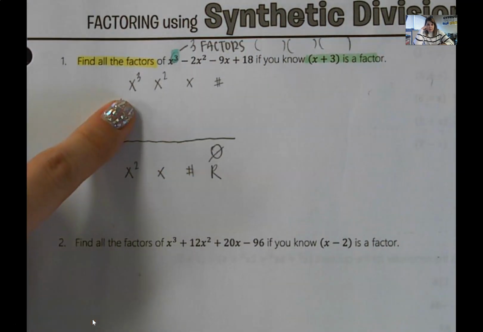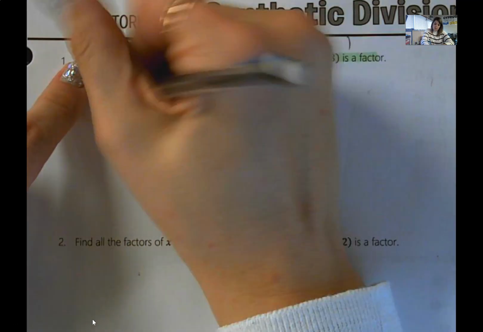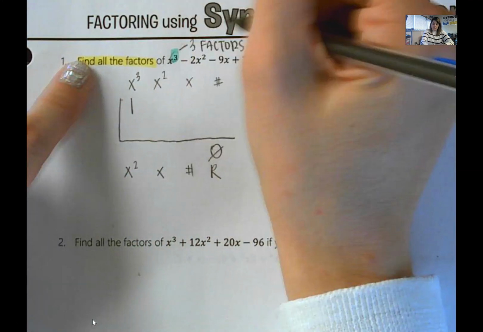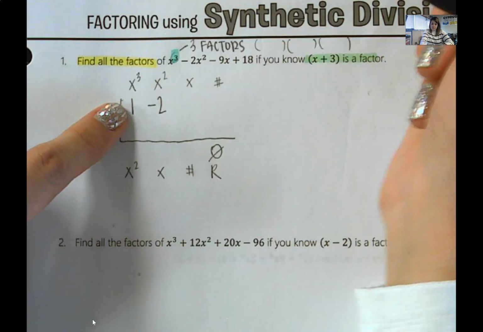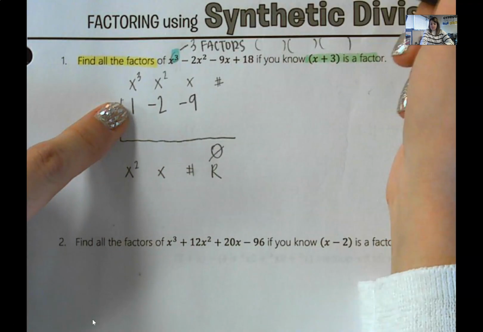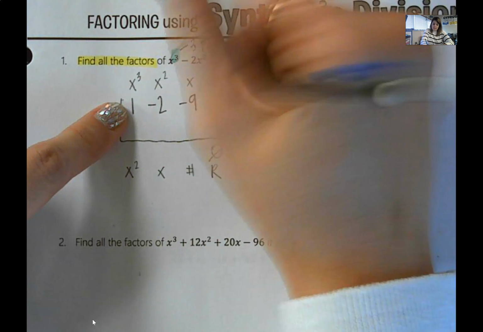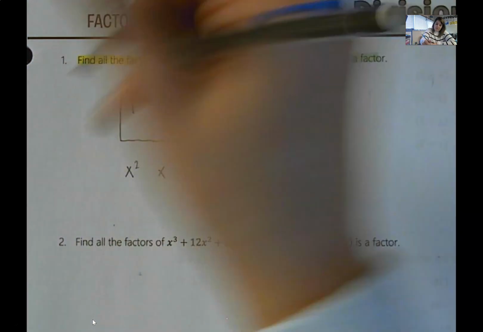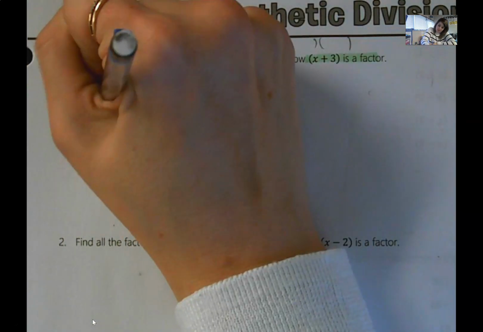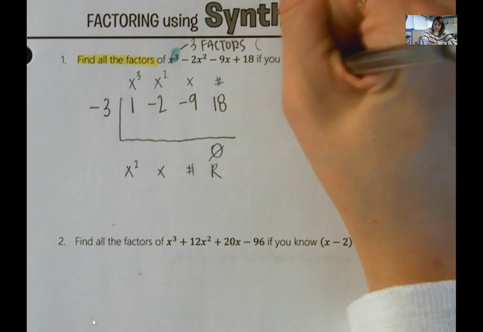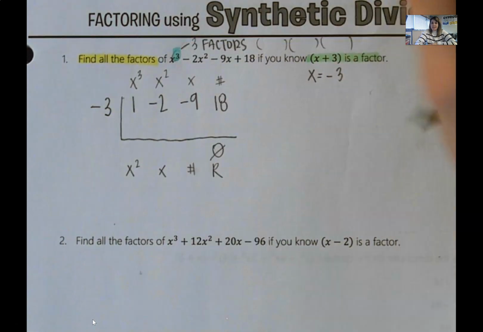Okay, let's fill in our numbers. The coefficient on x cubed is 1. The coefficient on x squared is -2. The coefficient on x is -9. And the constant is 18. Outside of the house, I'm putting -3. So they tell us x plus 3, which means we need to know that that means x is -3.